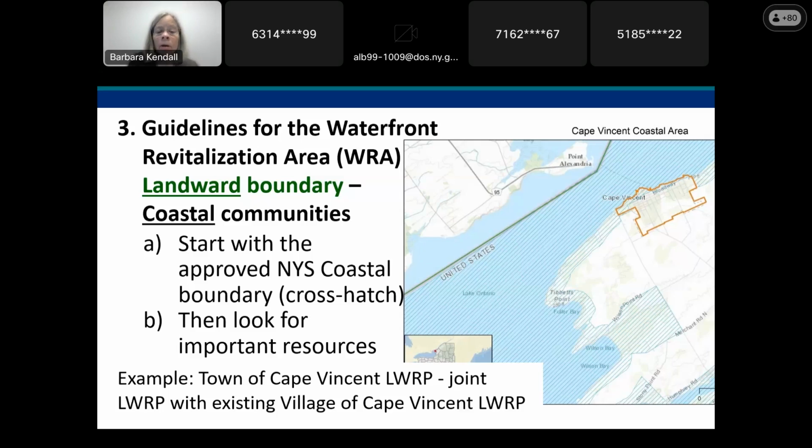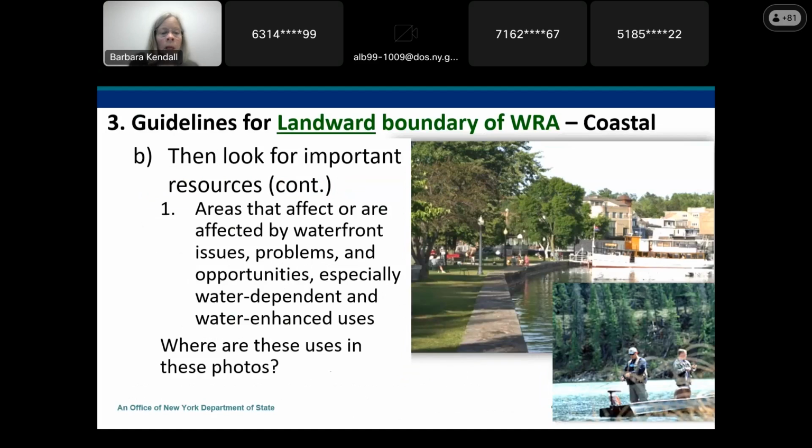So the town had to figure out, okay, where's our boundary going to be for our LWRP? So again, they started with a coastal boundary, which is the crosshatched area. Then what the guidelines say is look for important resources, areas that are affected by the waterfront, especially water dependent and water enhanced uses. So what do you think water dependent uses are in these two photos? I can see a couple of water dependent uses. And then what are water enhanced uses?